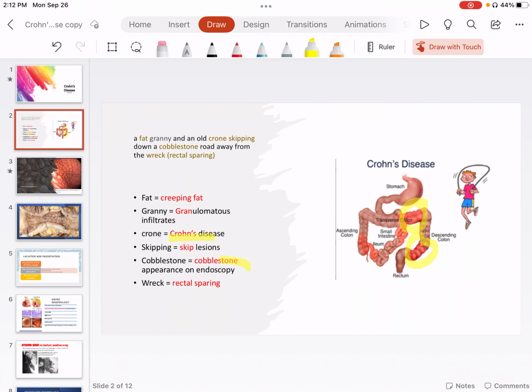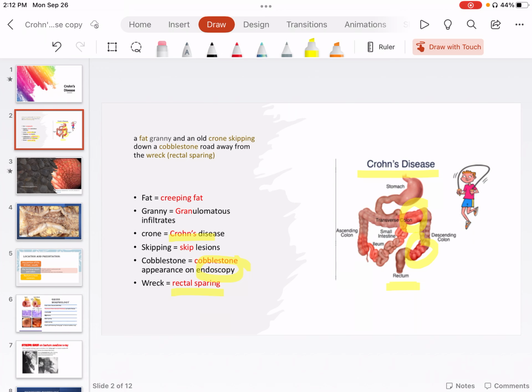Cobblestone: as we go for endoscopy, we find cobblestones in the result, and these cobblestones are a clear diagnostic mark for Crohn's disease. There is rectal sparing, as usually the rectum is not involved in this disease.